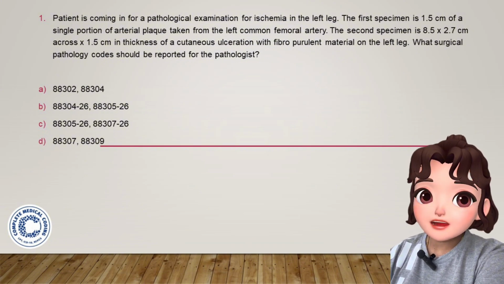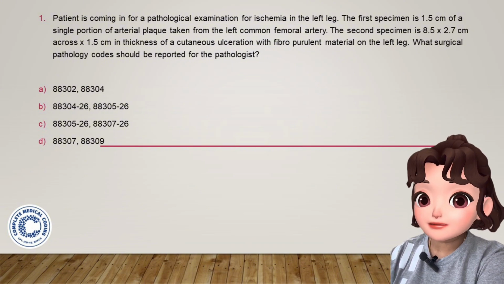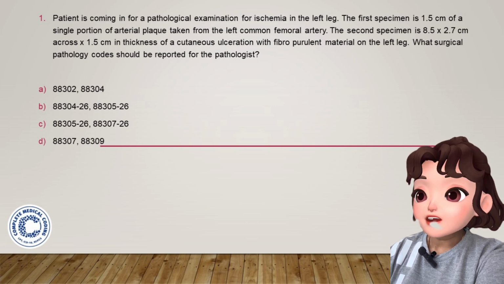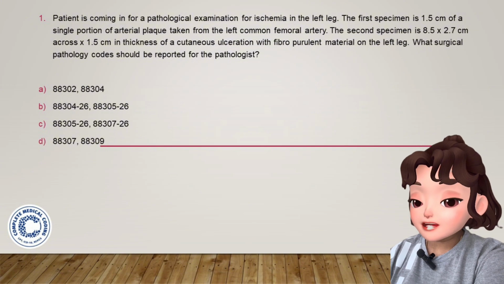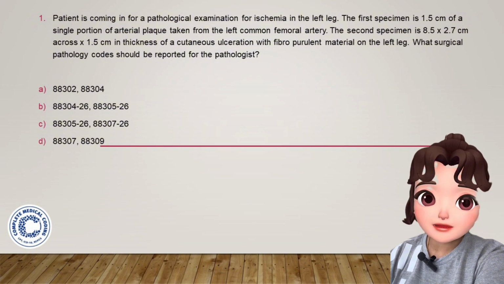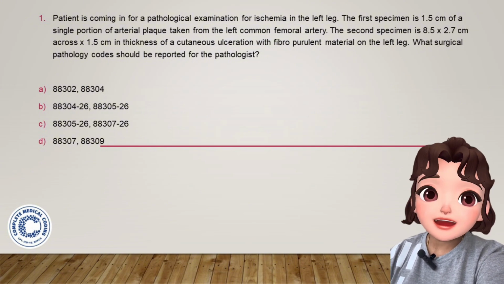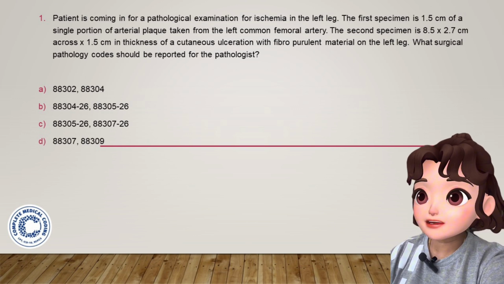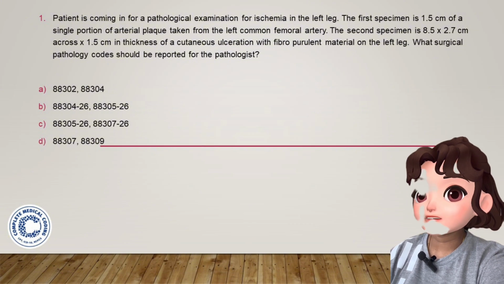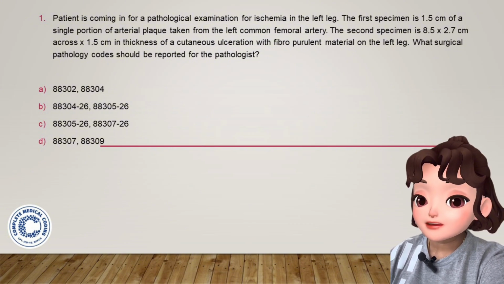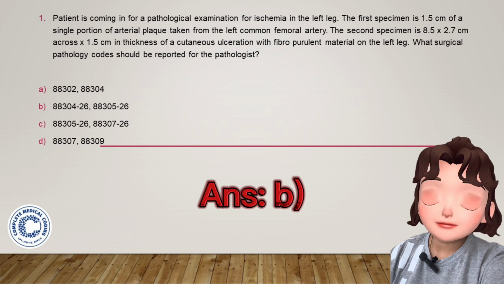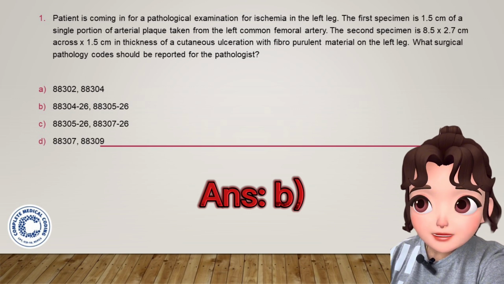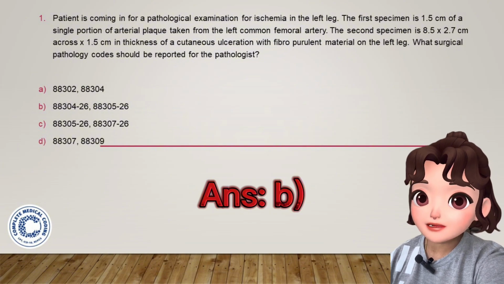So here our procedure is level 3, the first code, 88304. For the second specimen, we will use the code 88305, level 4 procedure, again with modifier 26, because the pathologist itself is doing the procedure. We will append modifier 26. So the answer will be option B, 88304 with modifier 26 and 88305 with modifier 26. Okay, that's how we need to code.